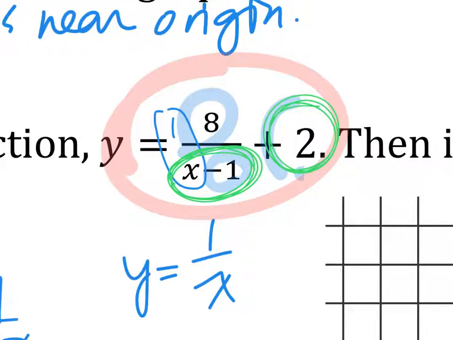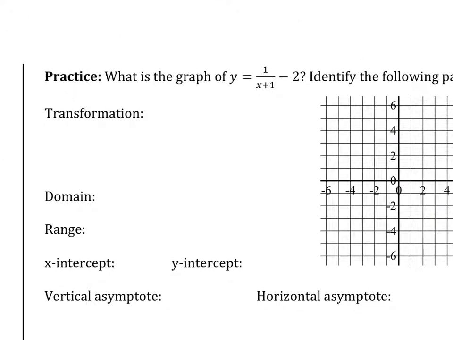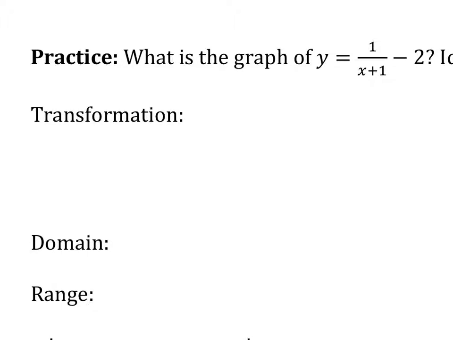Okay, let's do another one together. What is this graph? Identify the following. Let's have you try the transformation first. So just the transformation part should be pretty easy. All right, let's start with Isabella. What is the first transformation? Left 1. Good. And then Daniel? Stretch 1. Yes and no. One is really not a stretch. It's just like stay as is. So what's the next one? Good.